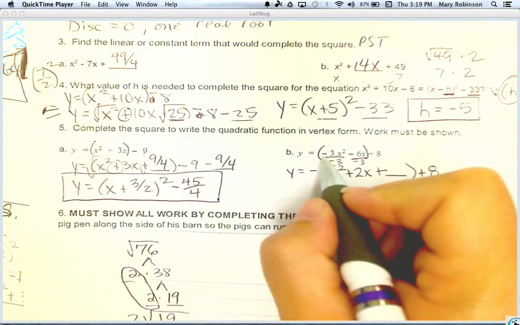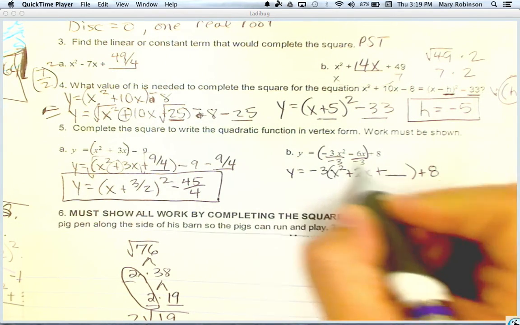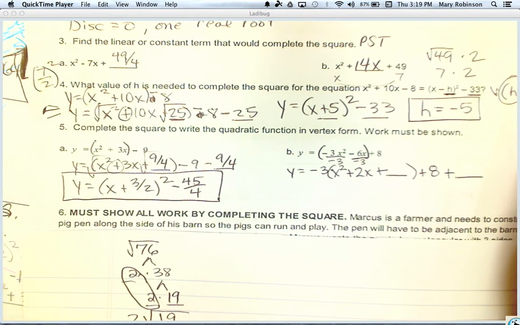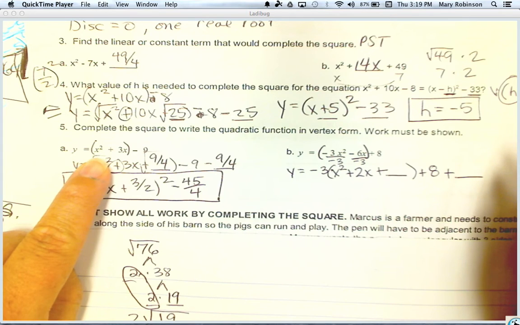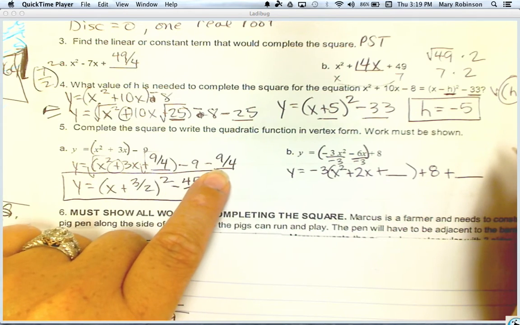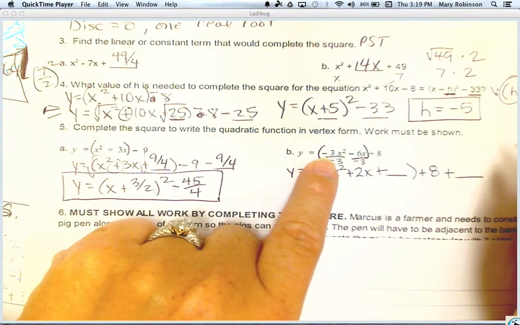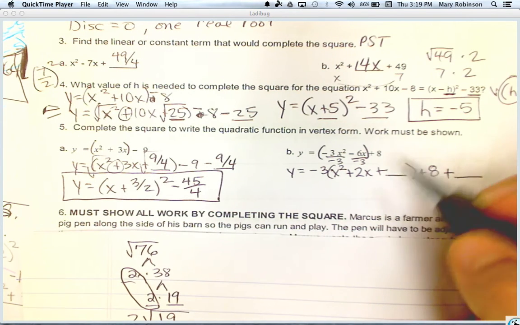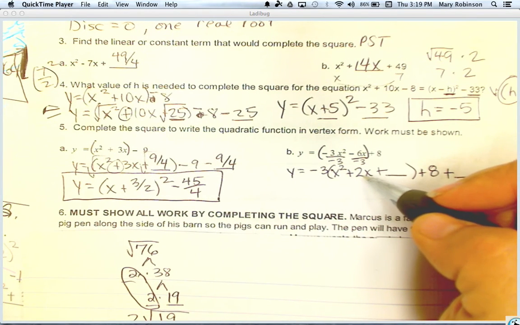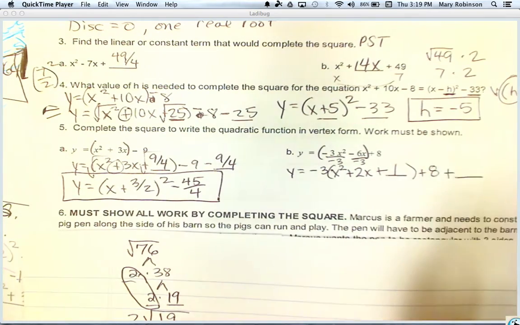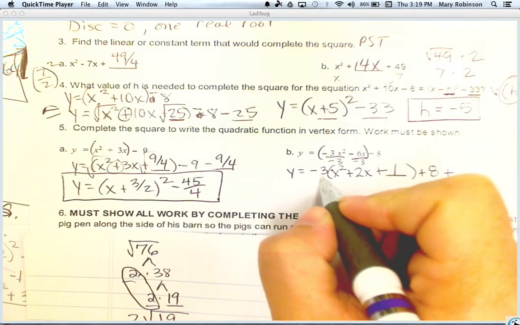And remember that if your a value is negative, you will have to counter that by adding at the end. So just to reiterate, on part A value was positive, 1x squared. Since it was positive, we subtracted. For part B, since a is negative, we will add. Next, we complete the square. Half of 2 is 1. 1 squared is 1. But this is the kicker you got to pay attention to.